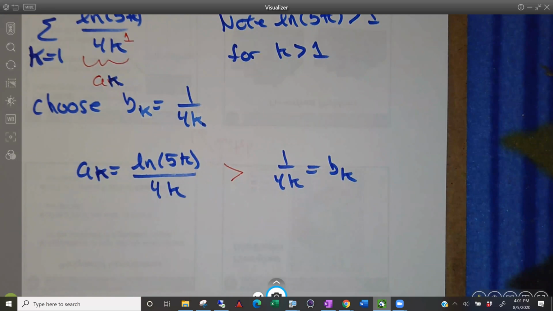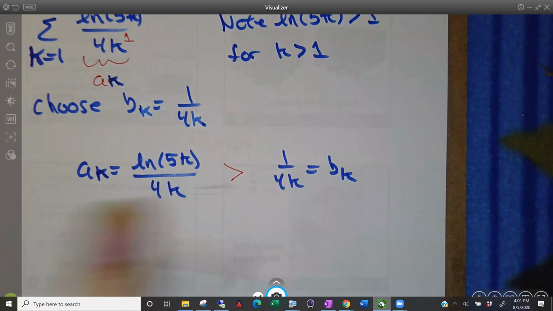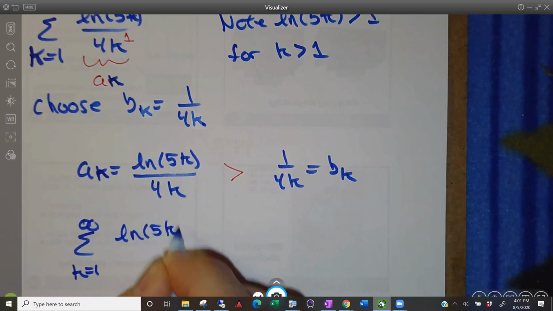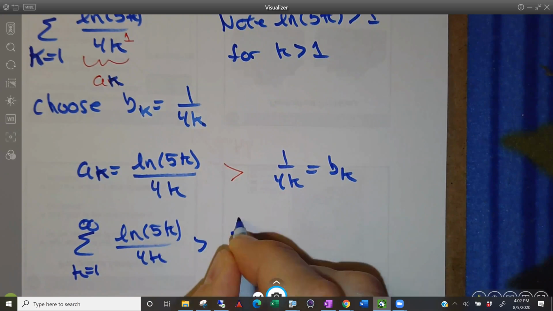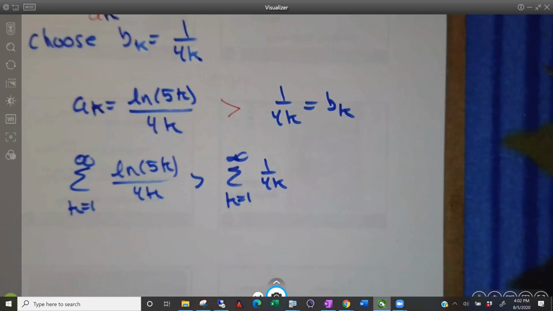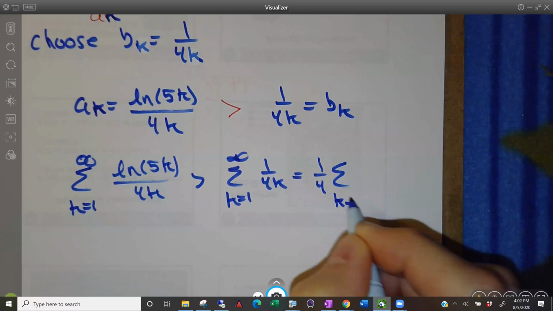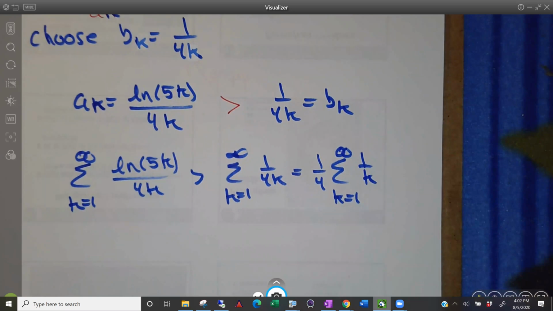All right. Now, let's see what this is going to help us set up. So if I look at this series, the sum from k equals 1 to infinity of ln of 5k over 4k, that has to be bigger than this sum, k equals 1 to infinity of 1 over 4k. Well, I could rewrite that as 1/4 the sum from k equals 1 to infinity of 1 over k. What do I know about that?